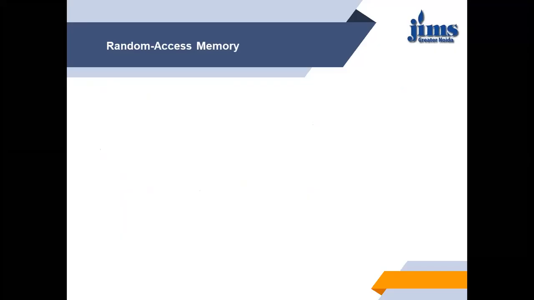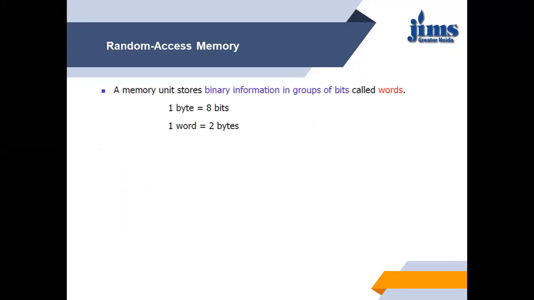Now comes the random access memory, that is the RAM. A memory unit stores binary information in groups of bits called words. 1 byte is 8 bits and 1 word is equal to 2 bytes. So we can say 16 bits is equal to 1 word.